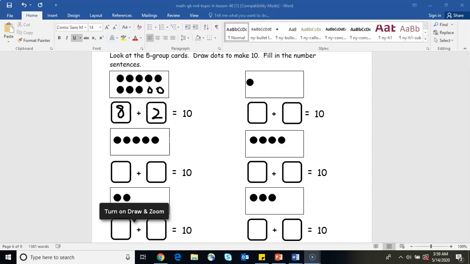Okay, now let's look at this 5 group card. How many do we have there? 1, 2, 3, 4, 5, and I want to make 10. How many more do I need? Let's start drawing. So if I already have 5, let's count up. 5, 6, 7, 8, 9, 10. So I had 5, and then how many more did I draw? I drew 5 more, and then that made 10. Awesome job. Go ahead and do the rest by yourselves.